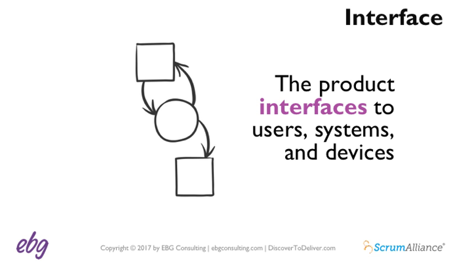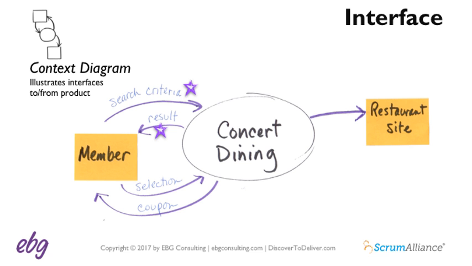The interface is about how the product connects to user systems and devices. So that essentially is human-computer interfaces, system-to-system or APIs, and devices would be messages. Now, one way to get a visual of the interface at a high level is with this lovely little diagram called a context diagram. And if you remember the story so far, we need to search for concert-related discounts, etc.